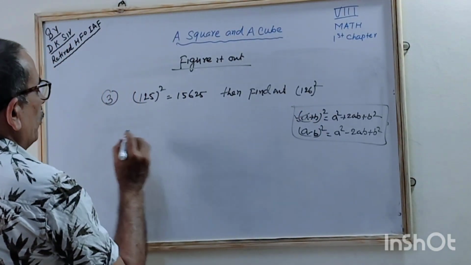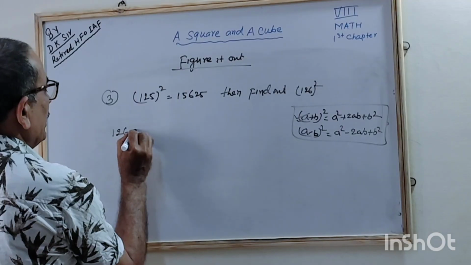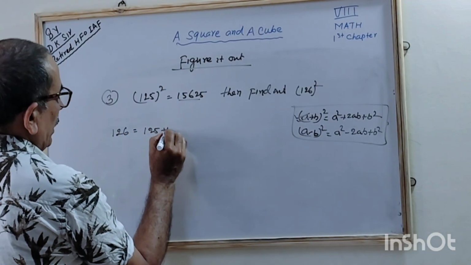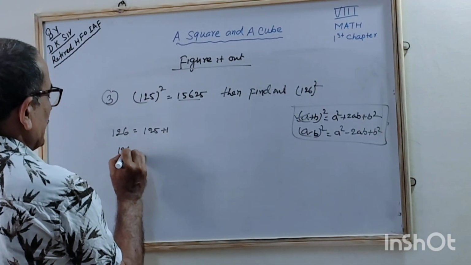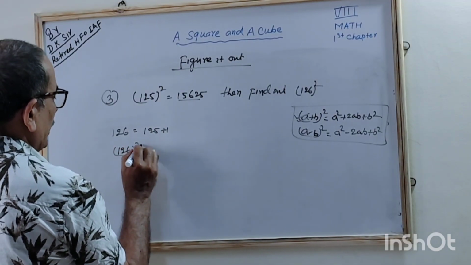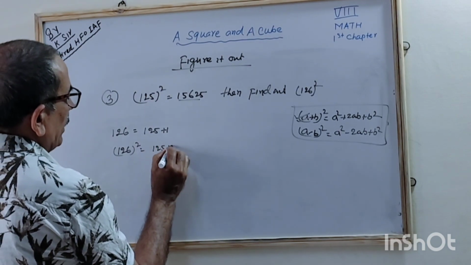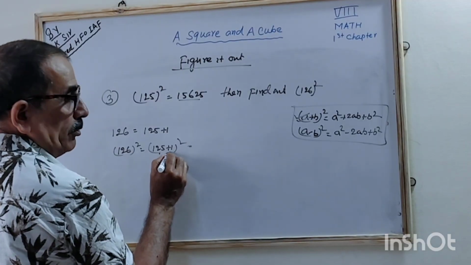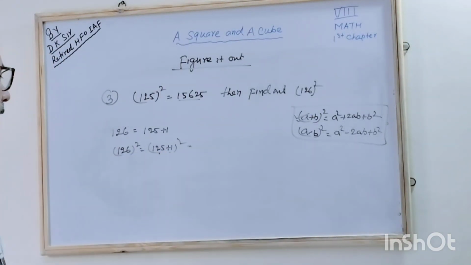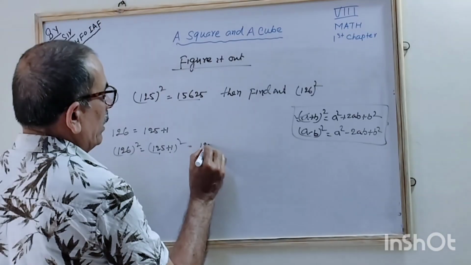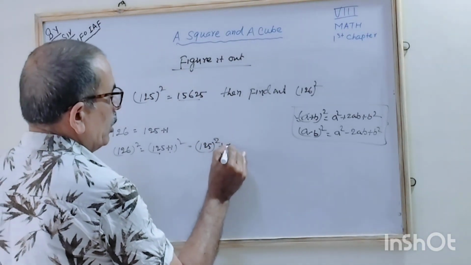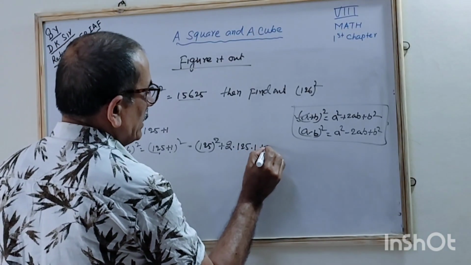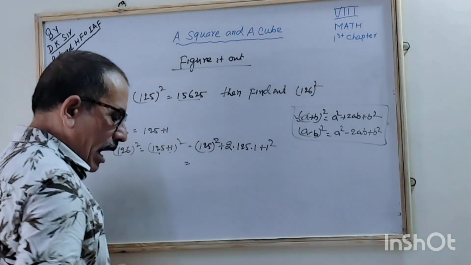So you break down 126 as 125, because the value 125 is given, plus 1, correct? So we can write 126 square as (125 plus 1) whole square. Take 125 as A and 1 as B. So what will happen? A square means 125 square, plus 2 into 125 into 1, and plus 1 square.